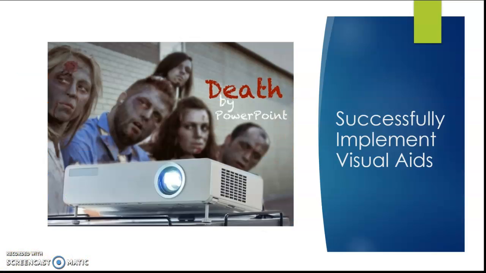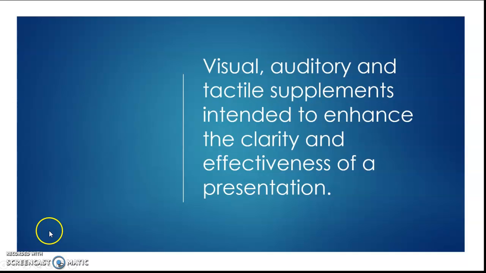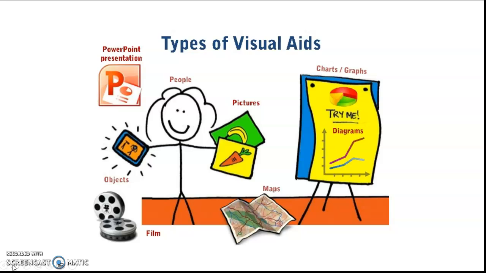Okay, the third and final thing we're going to talk about, see my transition there? Successfully implementing visual aids. Actually, this is the second thing, my mistake. Clarification, point number 2, visual aids. Here's the deal. Visual aids are wonderful, but they go wrong really quick. So our text gives us this definition. A visual aid is visual, auditory, and tactile supplements intended to enhance the clarity and effectiveness of a presentation. Keyword there, intended to enhance. If it's not enhancing, get rid of it.